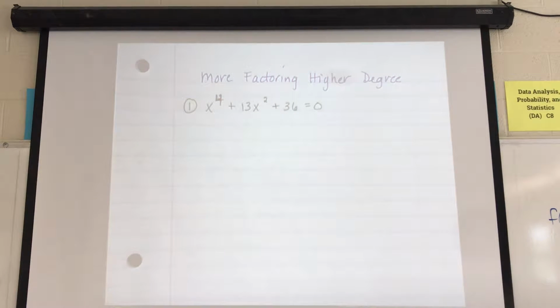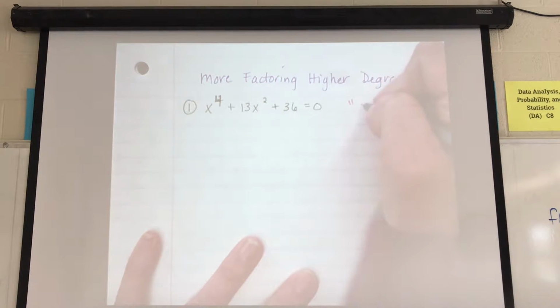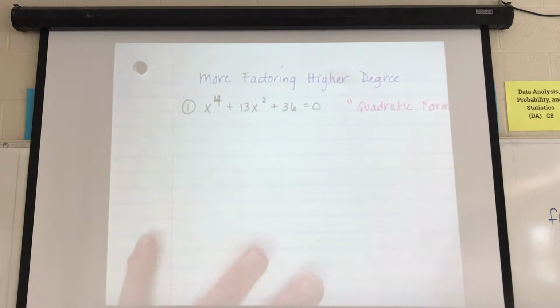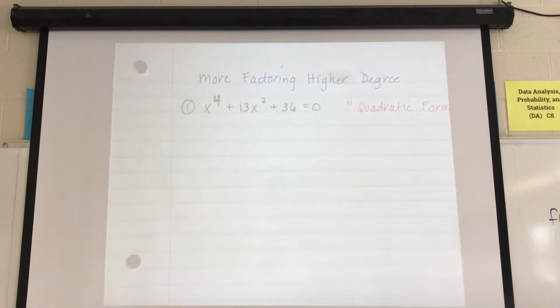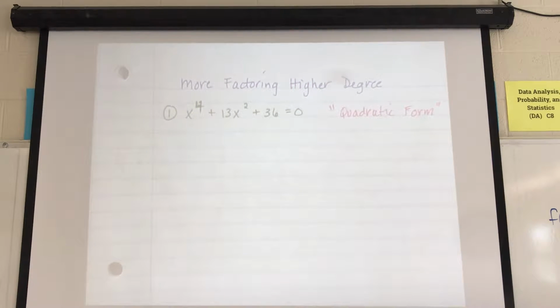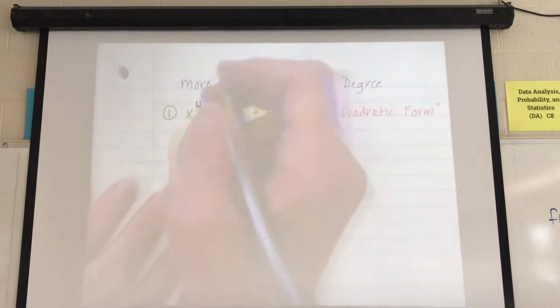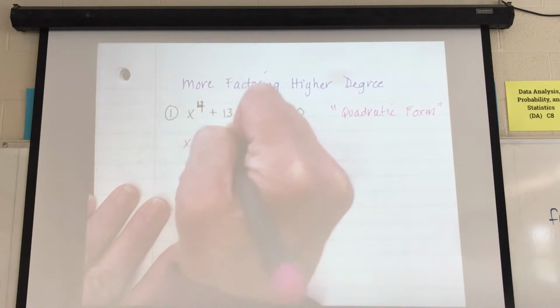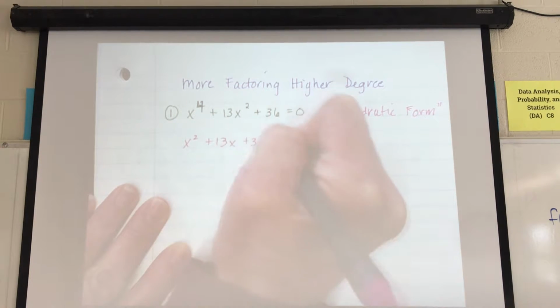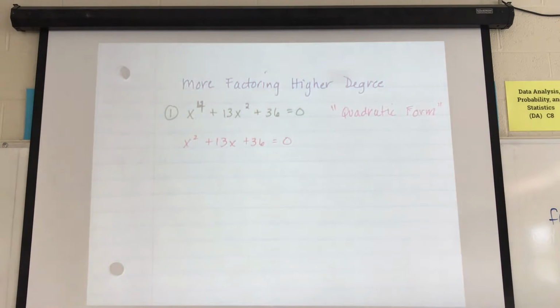So here's the deal. We call this using quadratic form. Not quadratic formula, quadratic form. And here's what I mean by that. You kind of, for a minute, want to say to yourself, gosh, x to the 4th, I don't know. But what if that was just an x squared? So what if it was x squared plus 13x plus 36 equals 0? That we could factor all day long. And that's easy to factor.